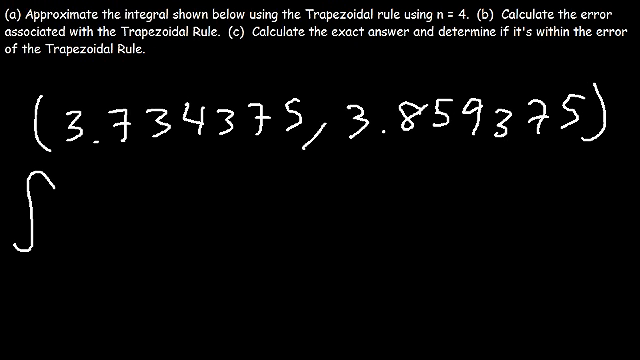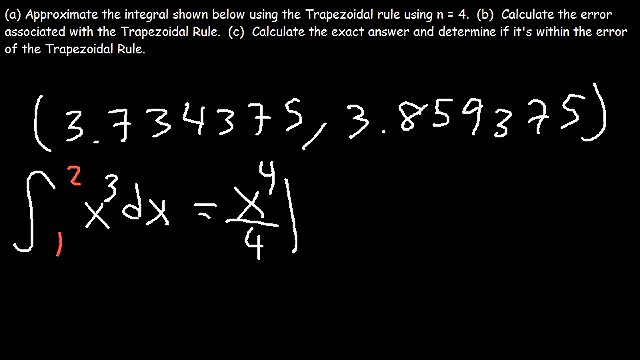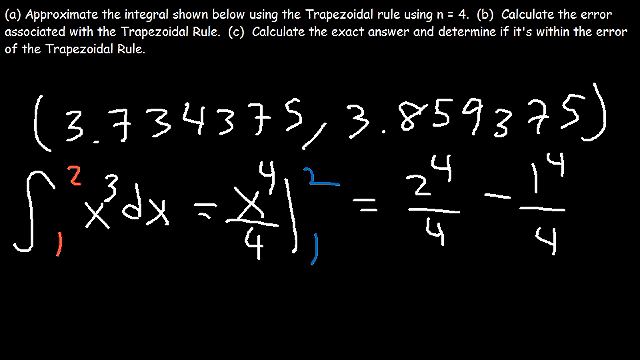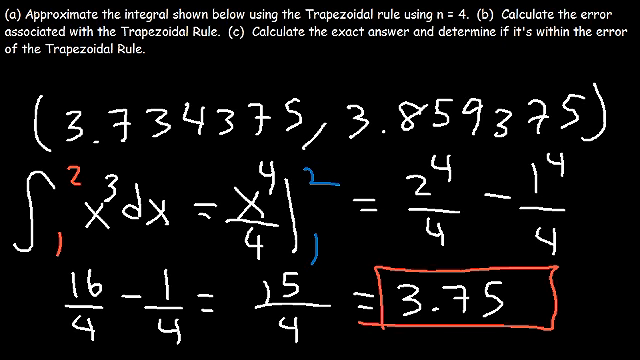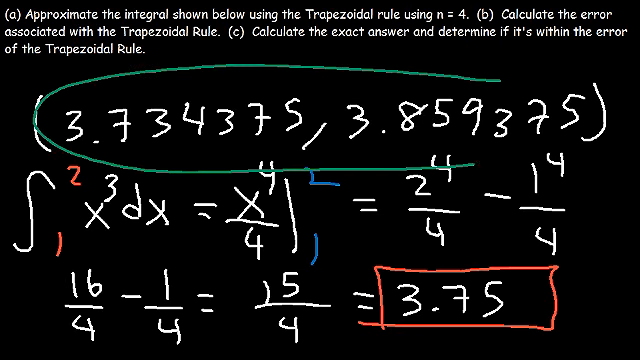Now let's evaluate the integral from 1 to 2. The antiderivative of x cubed is x to the 4th divided by 4. If we plug in 2, this is going to be 2 to the 4th divided by 4 minus 1 to the 4th divided by 4. 2 times 2 times 2 times 2 is 16. 1 to the 4th is just 1. And 16 minus 1 is 15. Now 15 divided by 4 as a decimal is about 3.75. So this is the exact answer. And notice that the exact answer is indeed within the range. It's between 3.73 and 3.859.